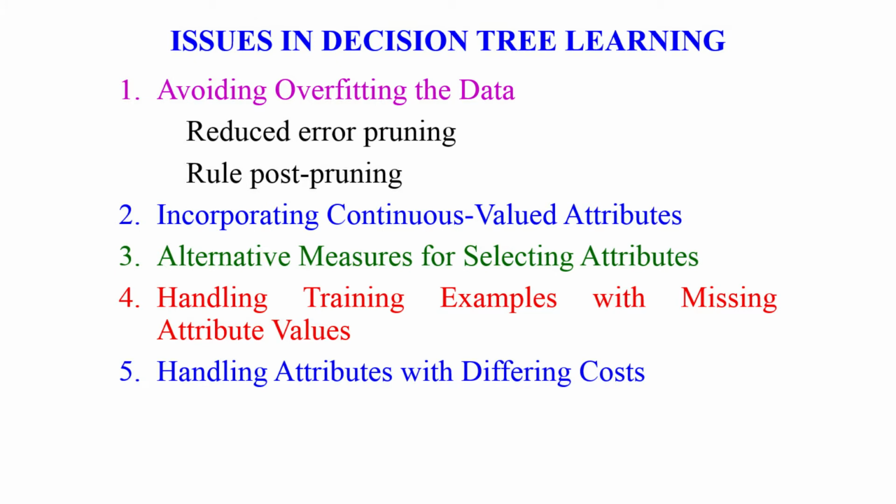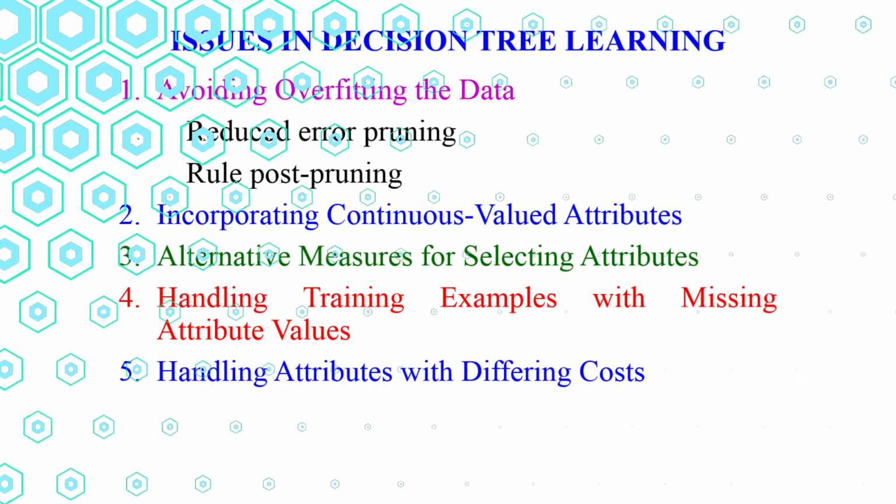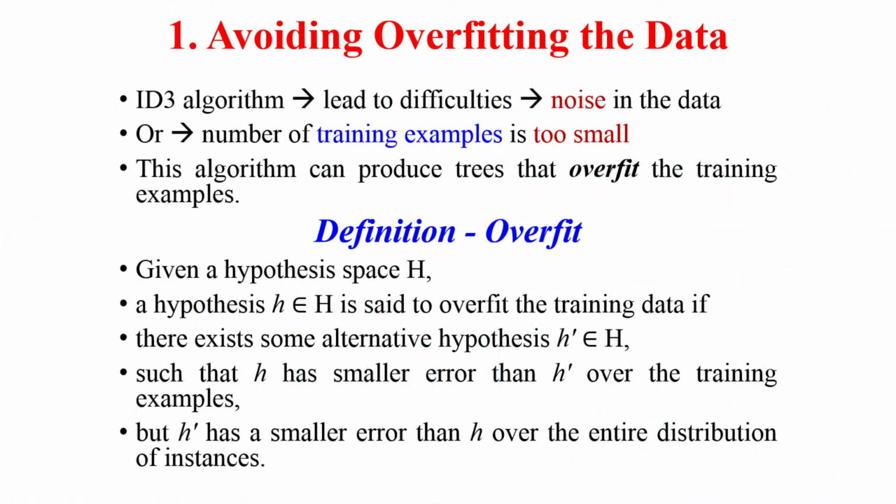ID3 has itself been extended to address most of these issues. The resulting system is renamed as C4.5. C4.5 is the successor of ID3, which addresses these issues. Avoiding overfitting the data.